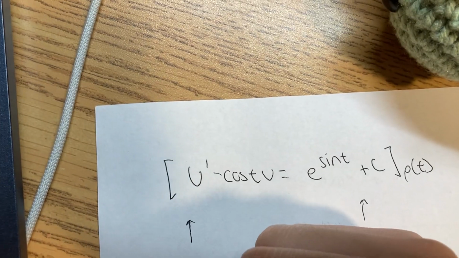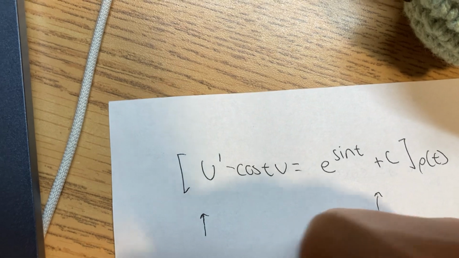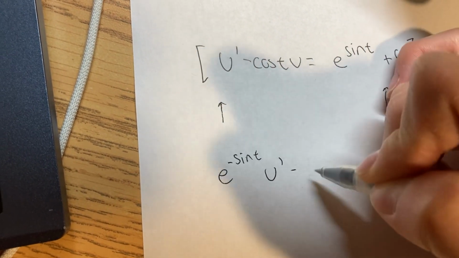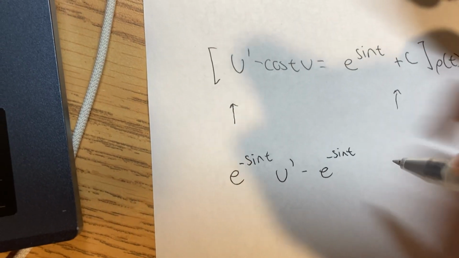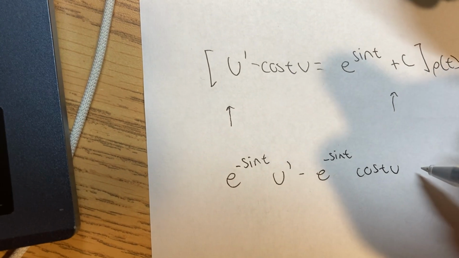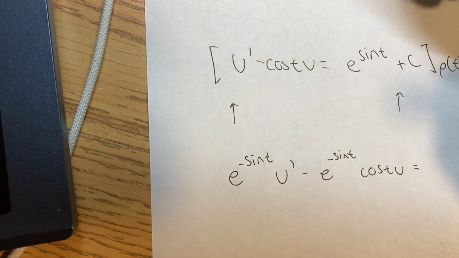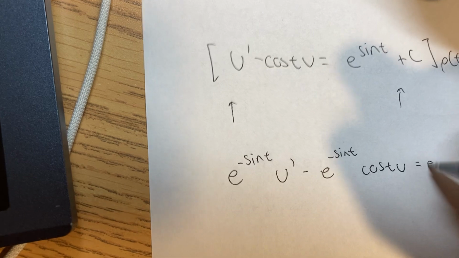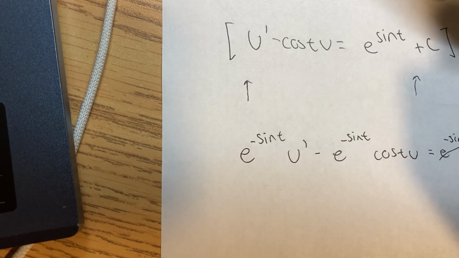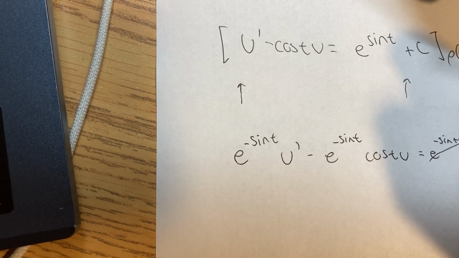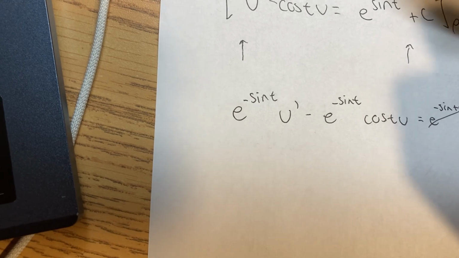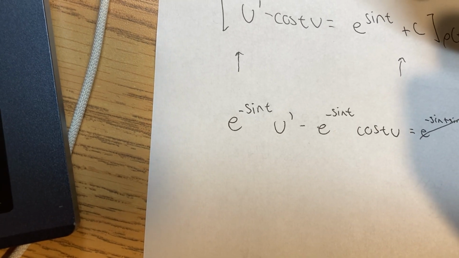We get e to the negative sine t u prime minus e to the negative sine t cosine of t u is equal to e to the negative sine times e to the sine. Well, this just cancels and becomes 1, plus c, remember, so e to the negative sine t c.